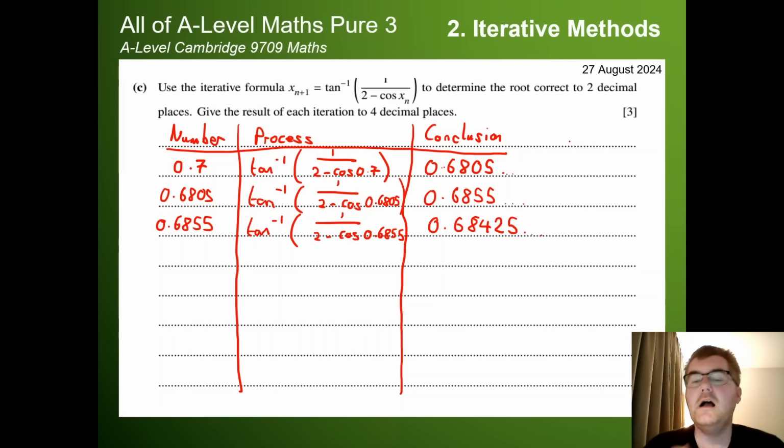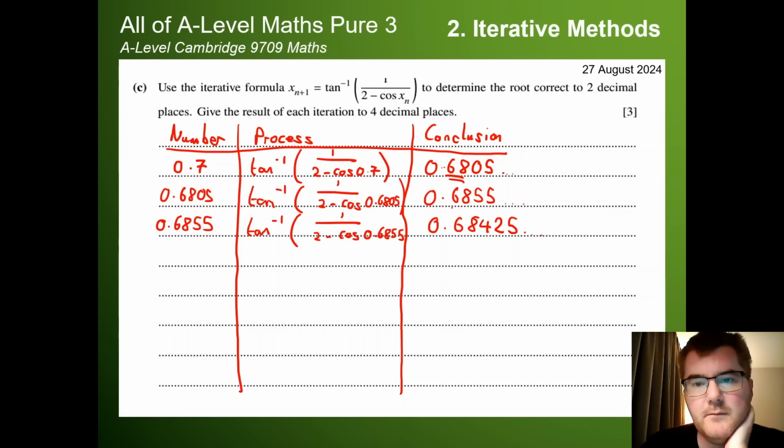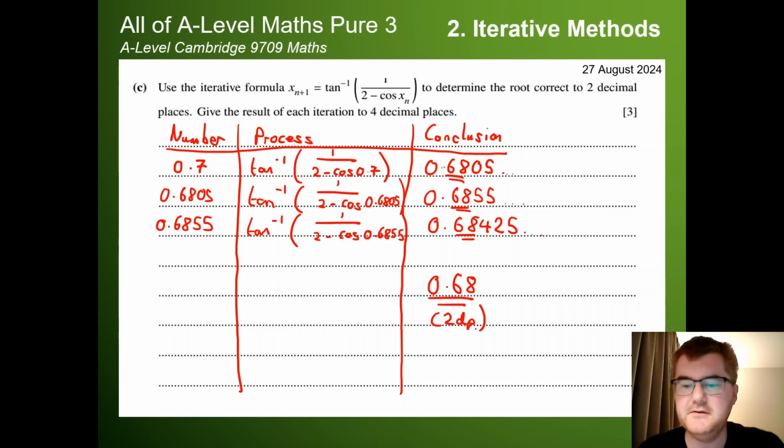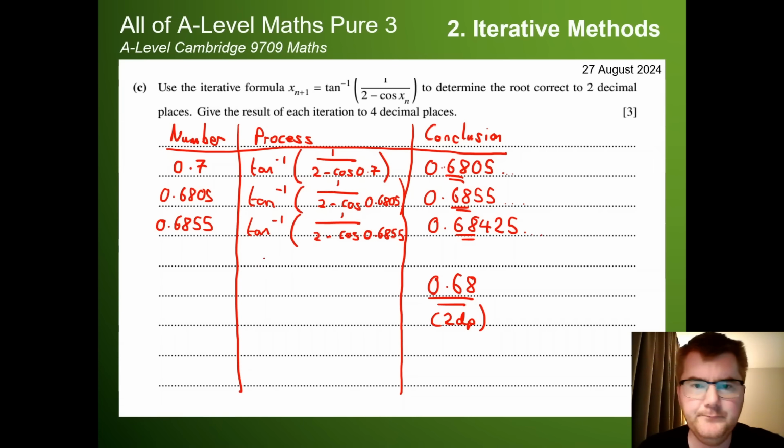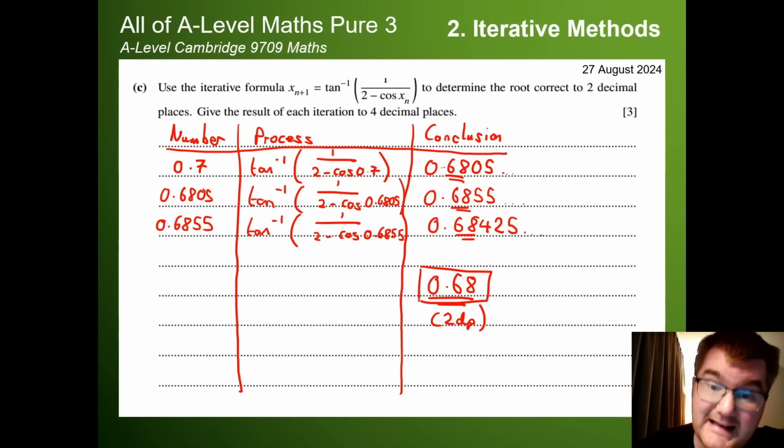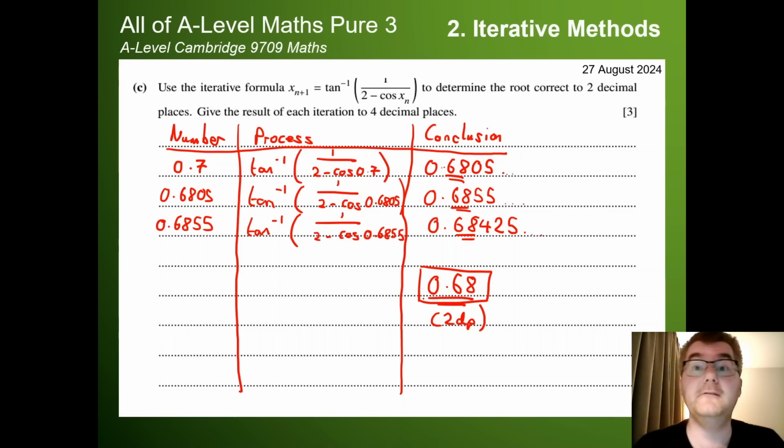0.68425. And we want the root correct to 2 decimal places here, so notice we are getting 0.68 here. So I think we can pretty comfortably say here, to 2 decimal places, I'll show you the answer here, of 0.68. Again, having that justification here by using this iterative procedure to make sure that we can actually get to the answer that we are looking for.